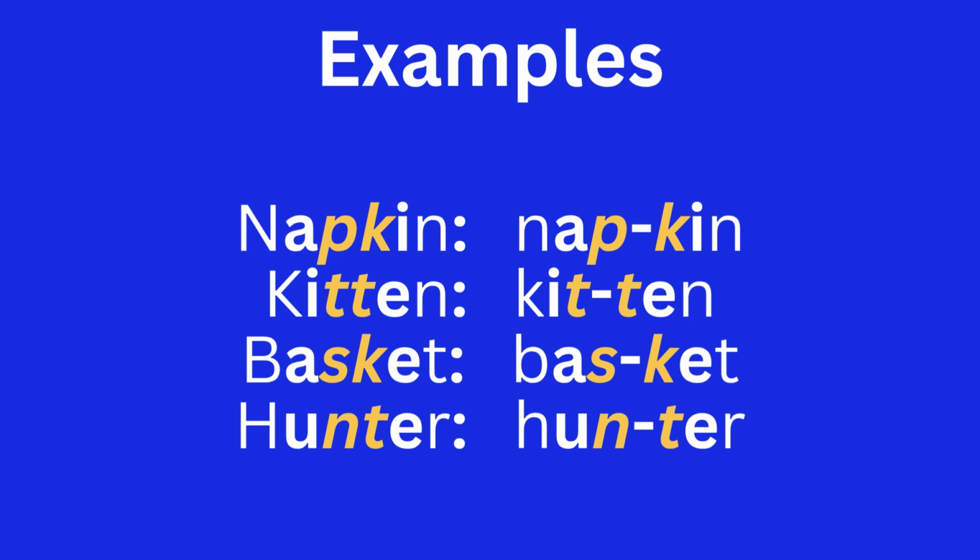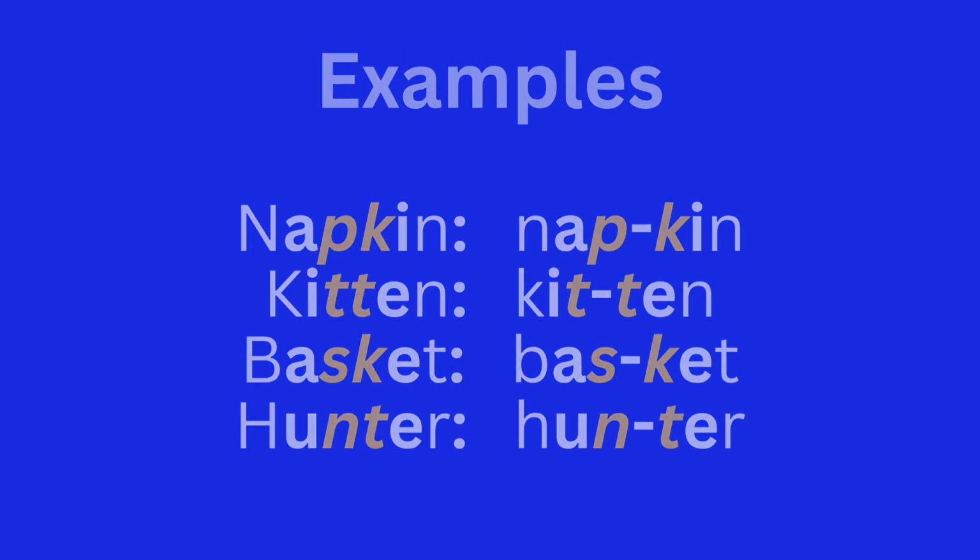Each of these words has two syllables. Notice how the word is divided between the middle consonants, and notice a vowel on either side of the two consonants before and after the split. Nap, kin, kit, ten, bas, ket, hun, ter.